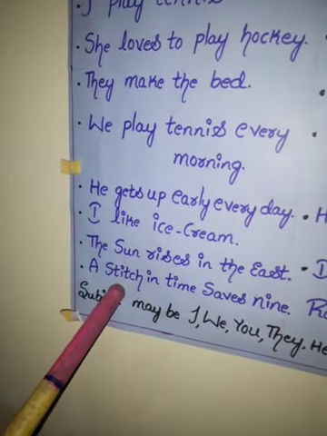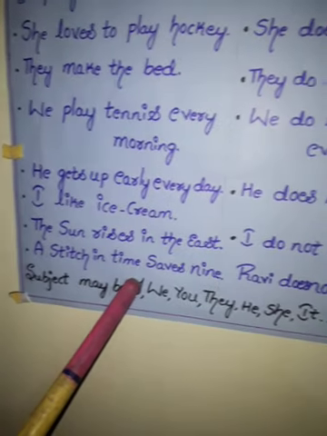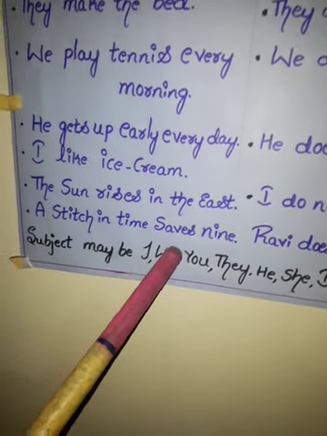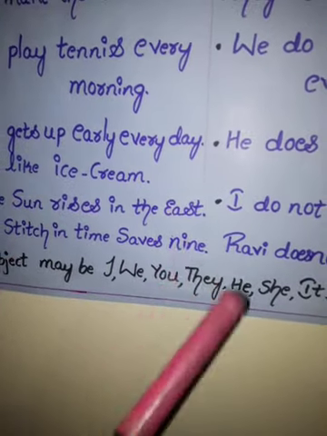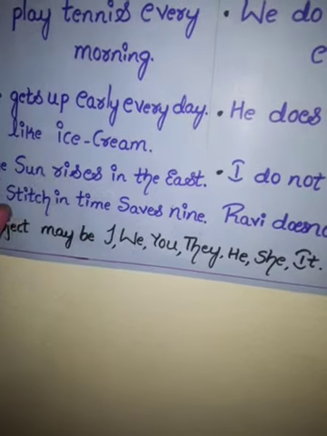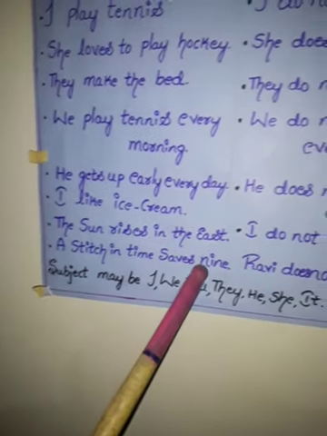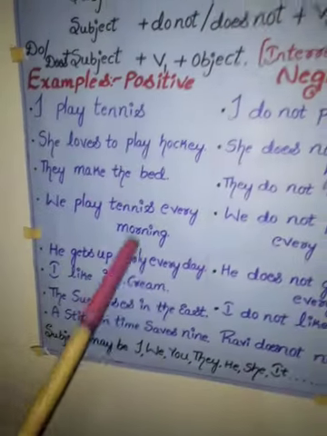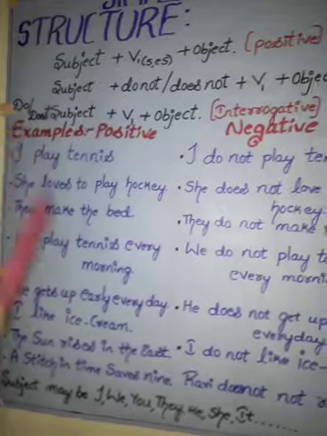And simple present tense is also used to talk about proverbs or quotations. A stitch in time saves nine. Make hay while the sun shines. Barking dogs seldom bite, etc. So these are all the situations where we use the simple present tense in the positive sense.